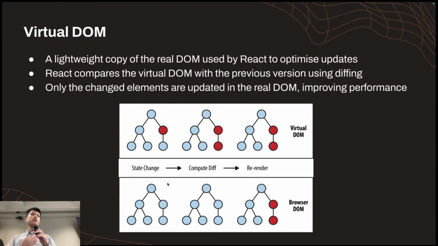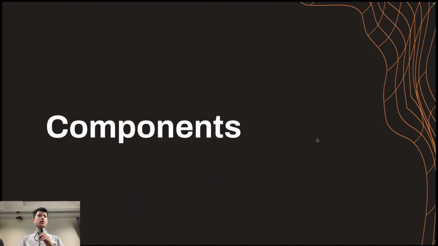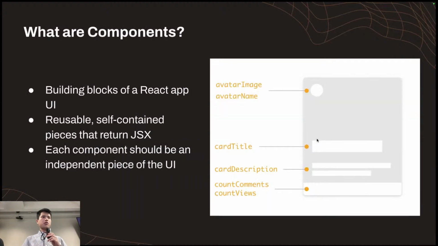Virtual DOM. Virtual DOM is how React works inside, and it's a lightweight copy of the real DOM used by React to optimize updates. It compares the virtual DOM with the previous version using diffing, and only changed elements update the real DOM, improving performance. That's an example image that shows how the virtual DOM works.